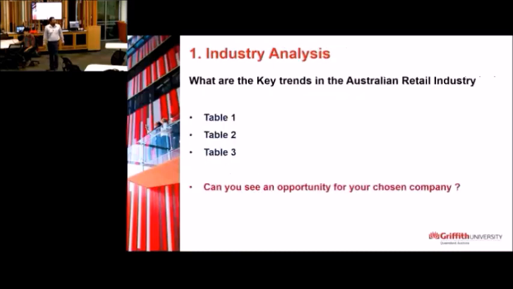So let's convert this to your assignment. Industry analysis. What are the key trends in the Australian retail industry? Please look at the first three tables and highlight the key data which you feel you can use for your selected company. You can take 5 minutes, 10 minutes to do that. Check the data and please highlight the key data you feel is relevant for your company.